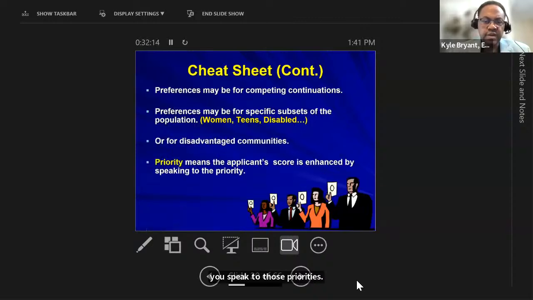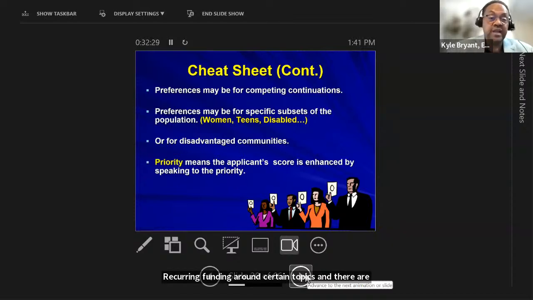Also, preferences may be for competing continuations. These are just things that are recurring funding around certain topics. And there are other people that might have gotten these grants in the past, but you represent a community that hasn't applied for these funds before. So you can throw your hat in the ring for that.